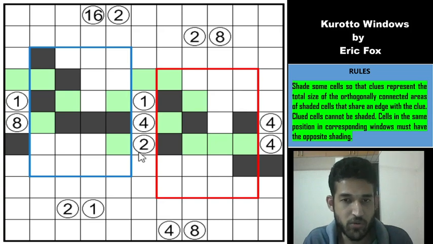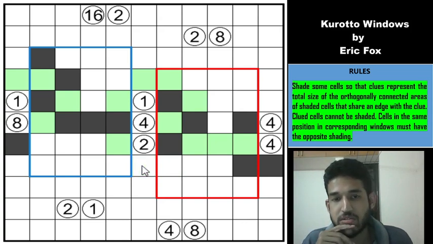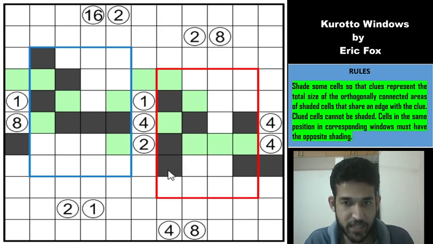So for the 2 clue, either this cell is shaded or this cell is shaded, right? Is that giving us some information? So let us see what happens if we shade this cell. If I am going to shade this cell, the corresponding cell in here will be unshaded, and because 2 is already satisfied, all these 3 cells will be unshaded, and these 2 cells become shaded now.